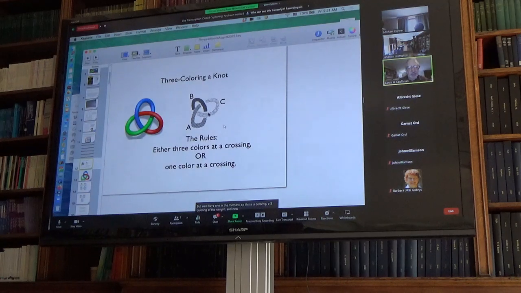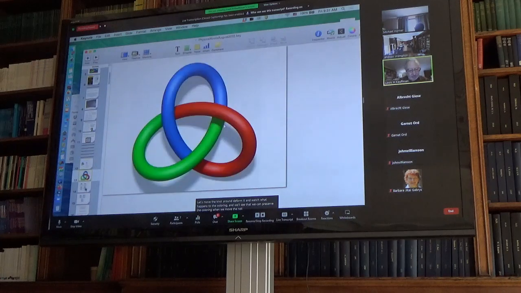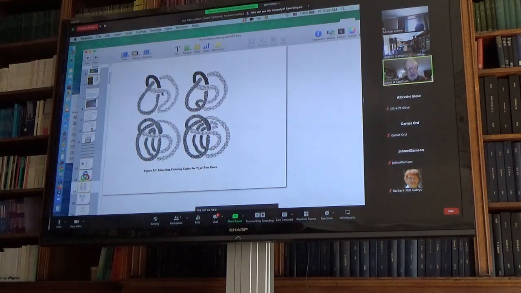And now we're going to play the following game. Let's move the knot around, deform it, and watch what happens to the coloring. And we'll see that we can preserve the coloring when we move the knot. So here's the knot, three colored, and I want to push this arc underneath like that. Well, so I push it underneath and I leave all the coloring the same as it was before, but you see that now this color meets a different color and gets the third color, and that's consistent over here, so that this deformed diagram is still three colored according to my rules.